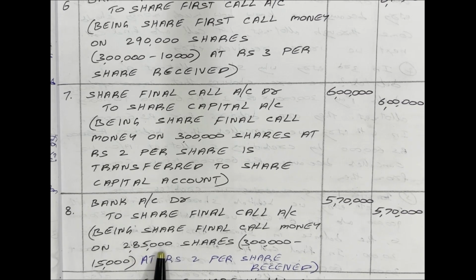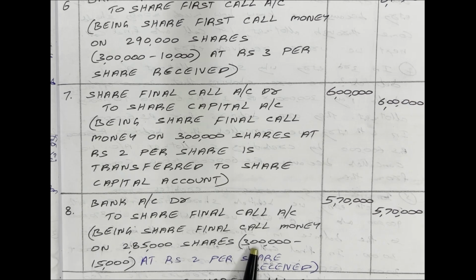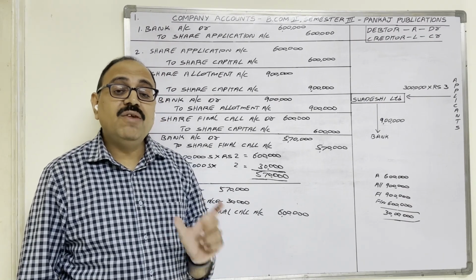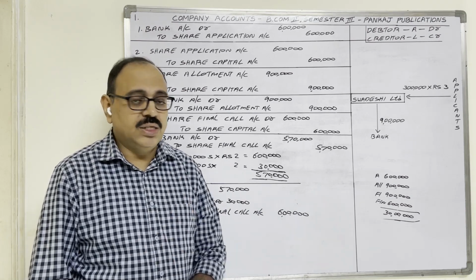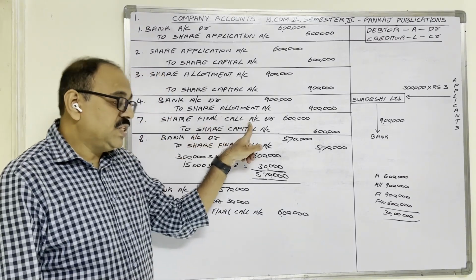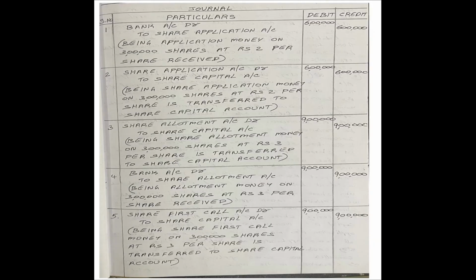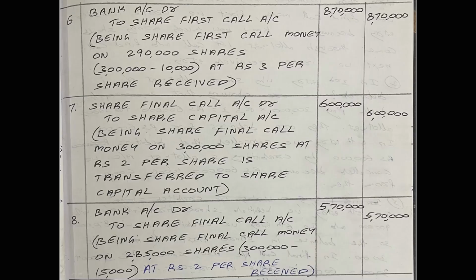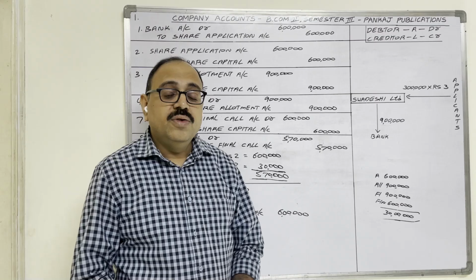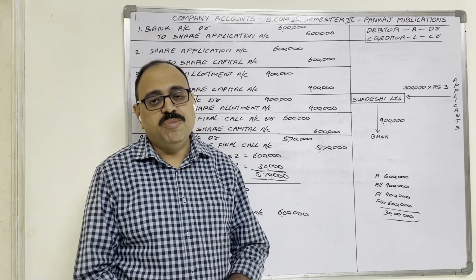How are 2 lakh 85,000 shares coming? 3 lakh shares minus 15,000 shares. So remember, regarding share final call also there are 2 entries. First, the transfer entry, then the received entry. Take a screenshot of the journal. Next page. With this, the journal entries are completed.